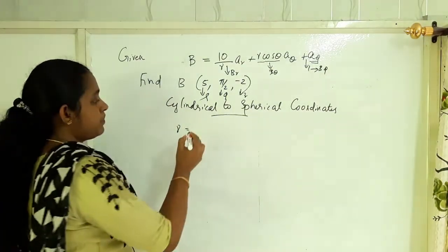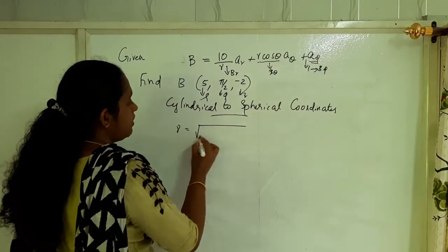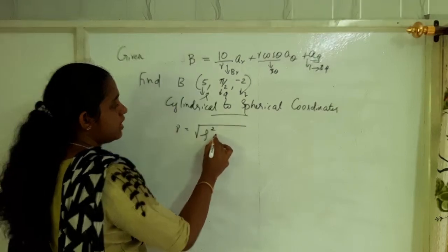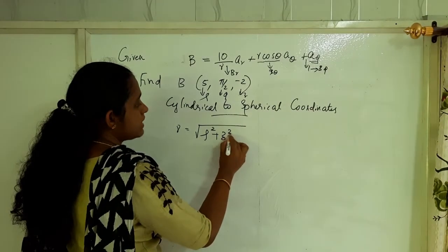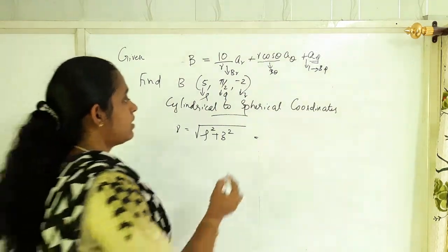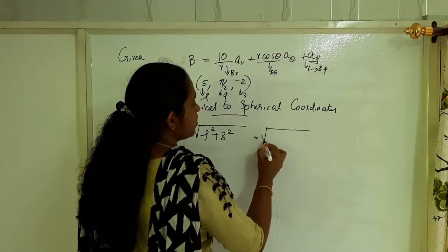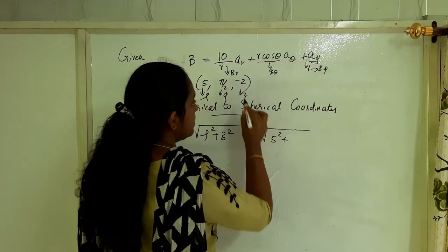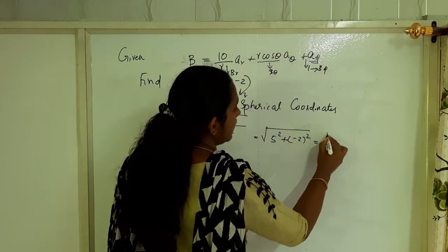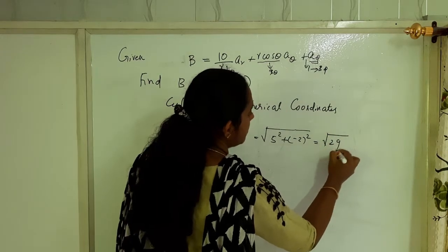R is equal to the square root of, as we already found out in terms of cylindrical coordinates, R equals the square root of rho square plus z square. So what is the value? Rho is 5, so 5 square plus z equal to minus 2 squared. So you will get root 29.